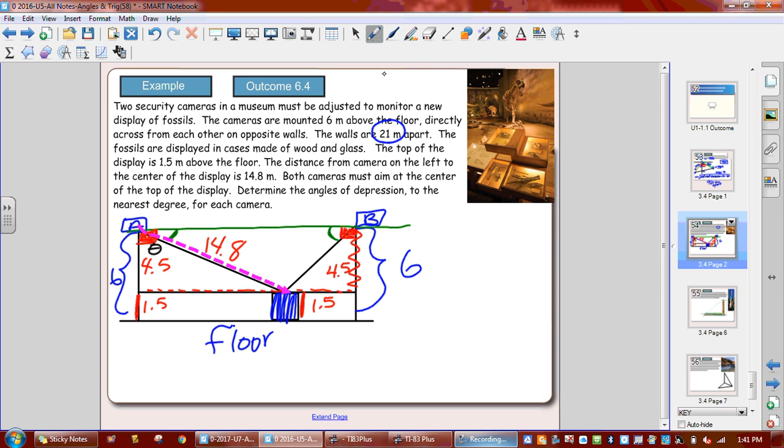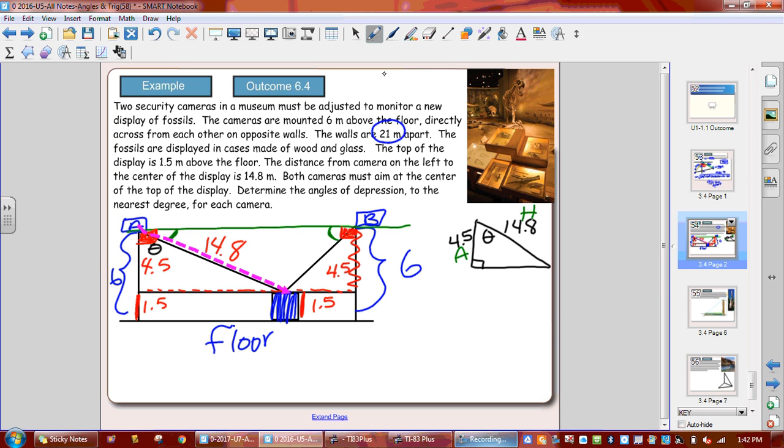So, now I'm just going to redraw my triangle over here so you can see what I'm dealing with. I've got 14.8, I've got 4.5, and I want my angle. So, if I were to label this guy, who is my 14.8? Hypotenuse, good. And who would be the 4.5? Adjacent side, good. Well, that's going to give us the cos, right?